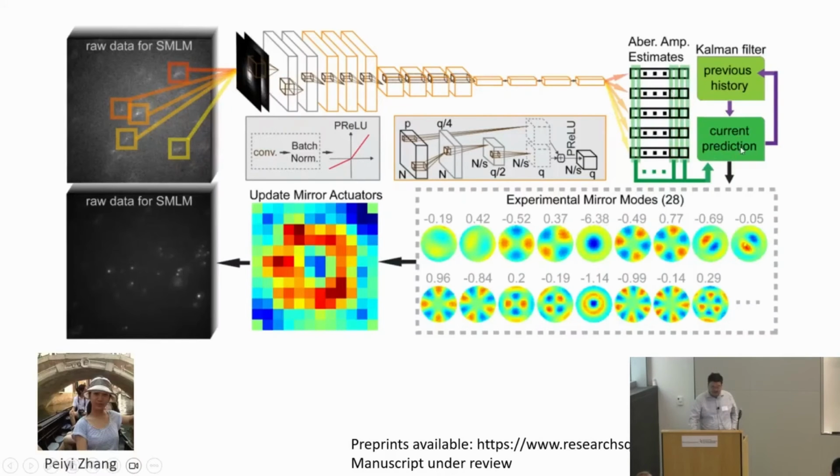We put them into a Kalman filter, which basically combines the previous history estimates and current predictions, and focus on the high and low uncertainty predictions. After that, we can decipher what the experimental mirror modes are, what their amplitude is, and how much they are. Then we use these to give a voltage map feedback toward the deformable mirror, and then we compensate the aberration in our system.